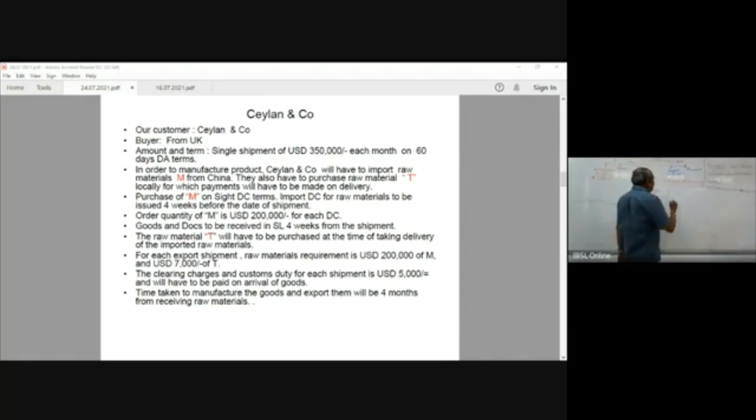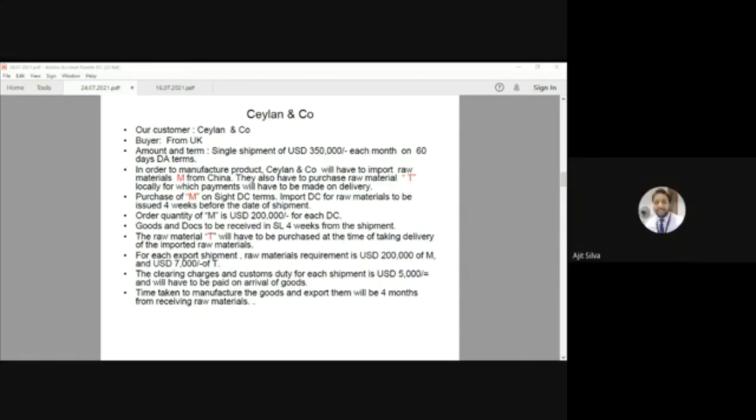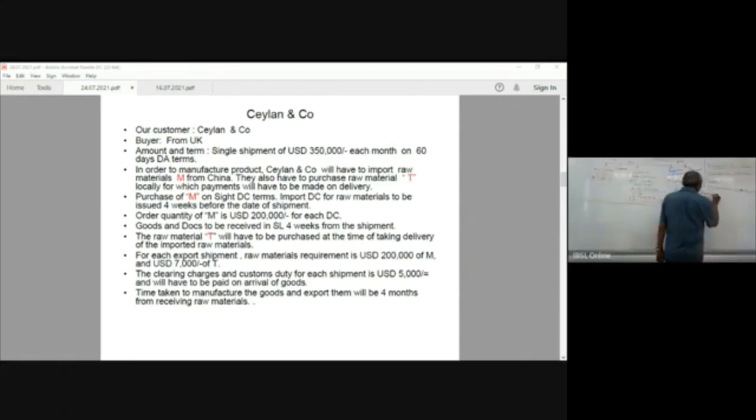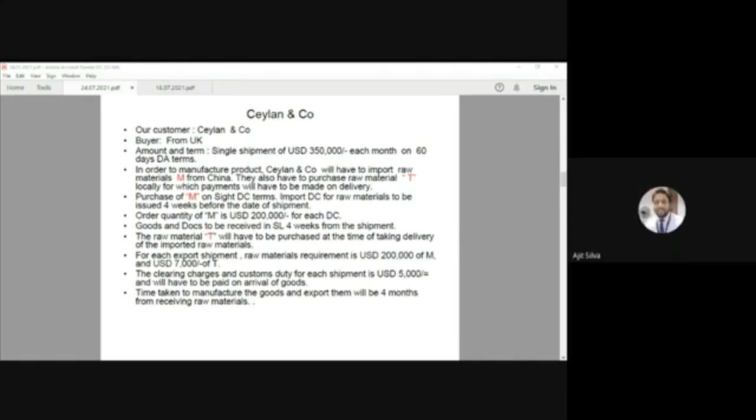Right? Then facility 3. What is facility 3? Short-term loan or OD.